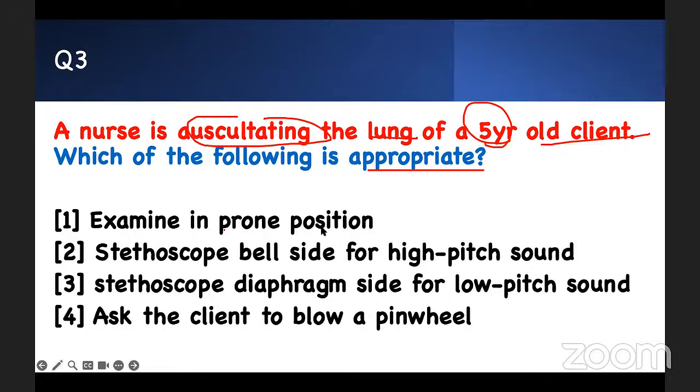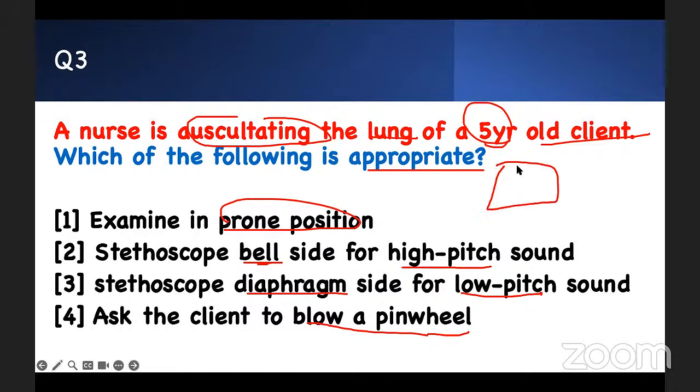You put them in the prone position. You use the stethoscope bell to listen to high-pitched sounds, a concept. You use the diaphragm for low-pitched sounds, a concept. Do you ask them to blow a pinwheel? What do you think if you want to listen to a kid's lungs? What do you think you should do? The kid will be playing around. The only way you can get a better exam is for their lungs to be expanded.